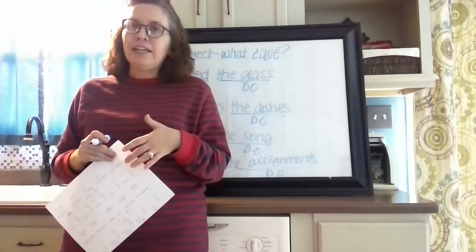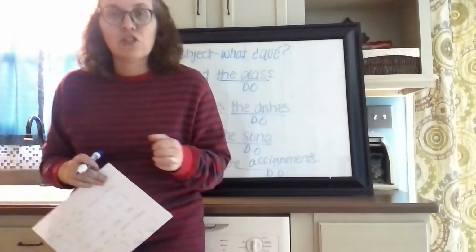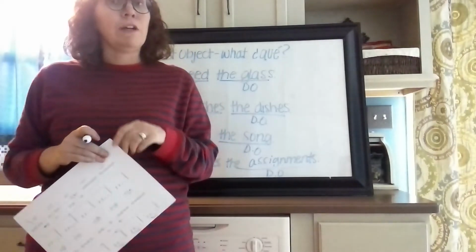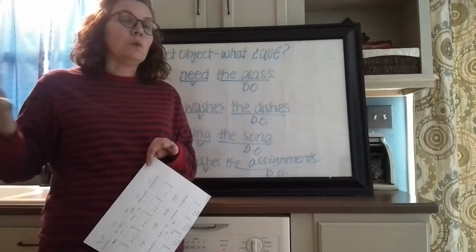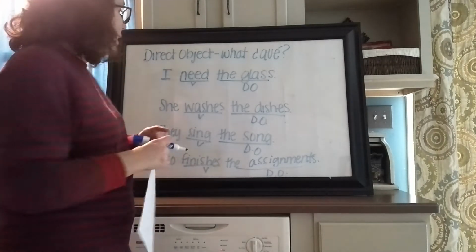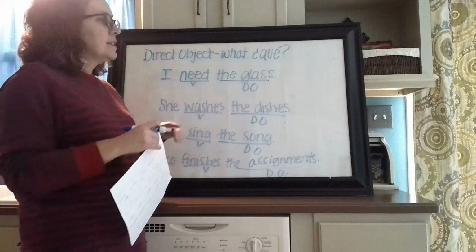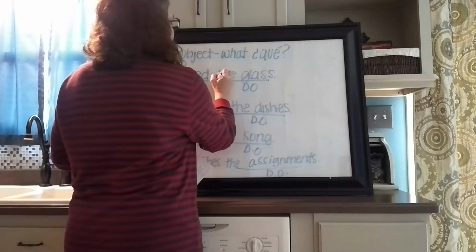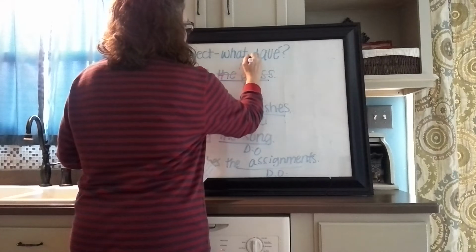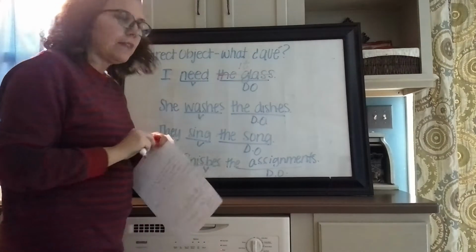But you will find that there can be additional direct object pronouns. We'll talk about those later. But for right now, we're going to focus on the words it or them. So let's start in English. I need the glass. Well, what pronoun is going to replace the glass? It. I hope you can see that.